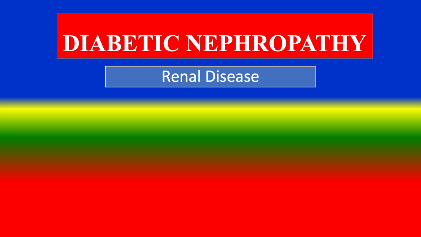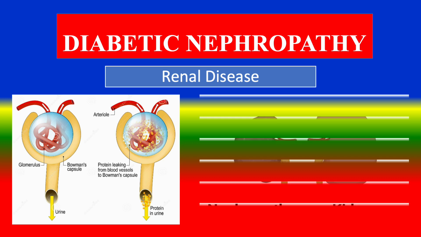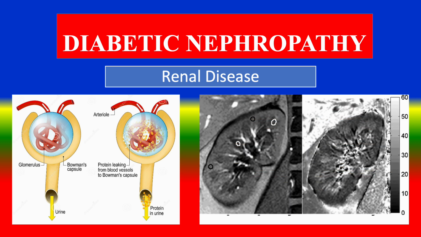Diabetic nephropathy is a renal disease. Look at this picture, it shows protein in urine, a diabetic nephropathy kidney and a healthy kidney. Look at this, and MRI findings. Details going on.